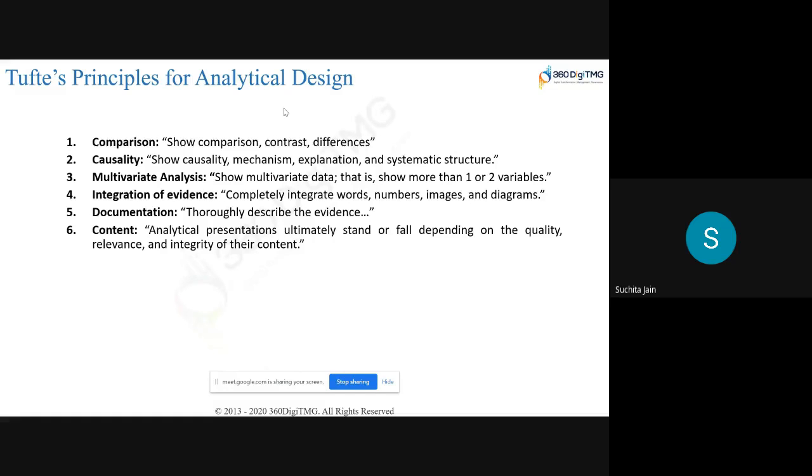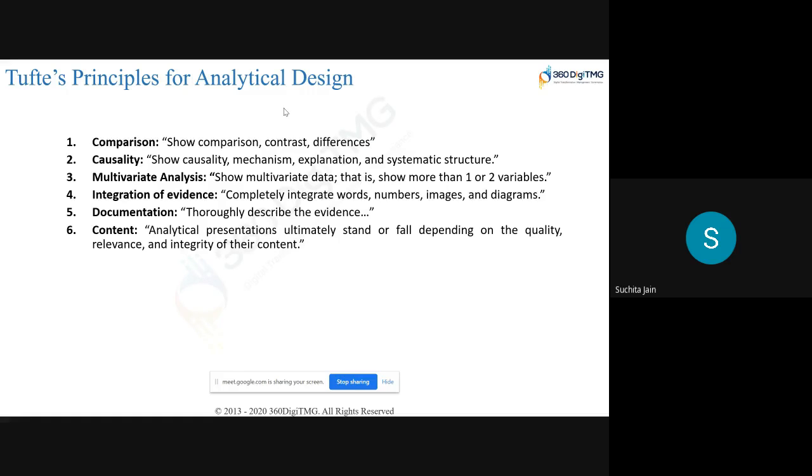Okay. Causality: show causality, mechanism, explanation and systematic structure. So if you could find a particular pattern while you're preparing the charts and graphics, if you can find a particular pattern or a trend, then you should definitely highlight it. Then multivariate analysis, show multivariate data, that is, show more than one or two variables. Okay, it is important to check your data from different angles as well.